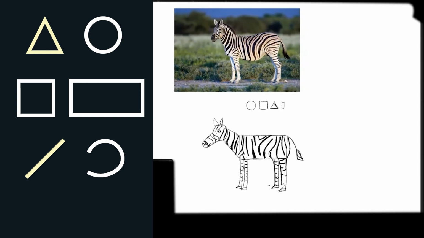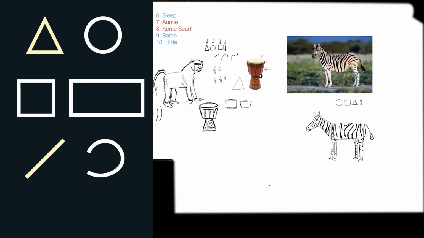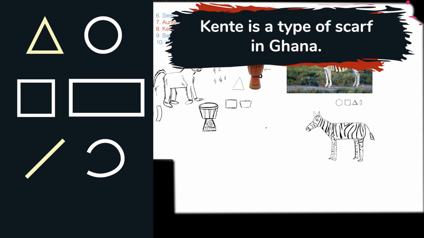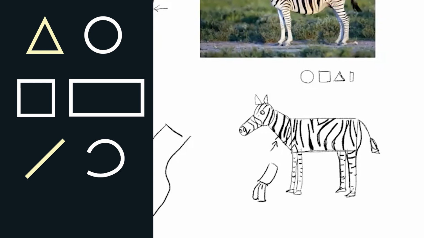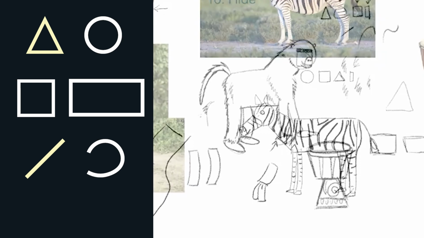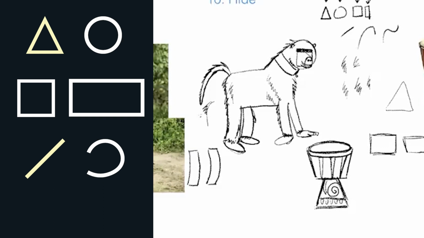All right, so that's all we have time for today. There is a Kente scarf, which scarves are basically curved lines. Or if you wrap them around, you can wrap them around your animal. You can do a couple curved lines, a scarf like that. If you want to put a scarf on your zebra, you can. Or you can put a scarf around your monkey. So 2 curved lines and some rectangles at the end. Okay, so cool.